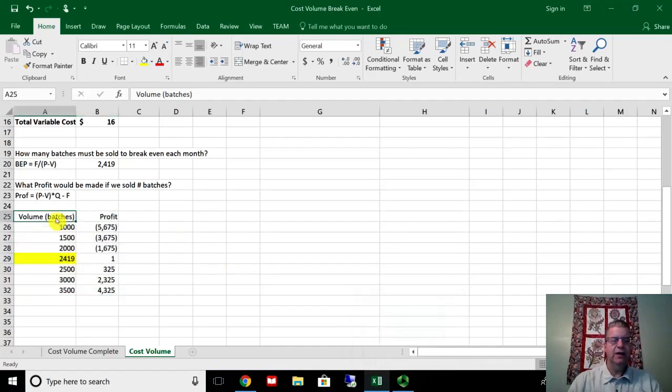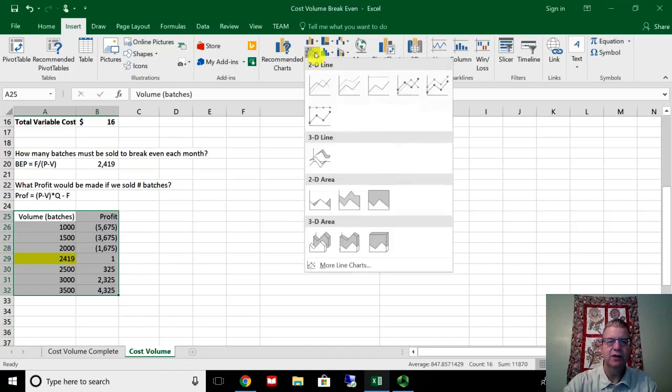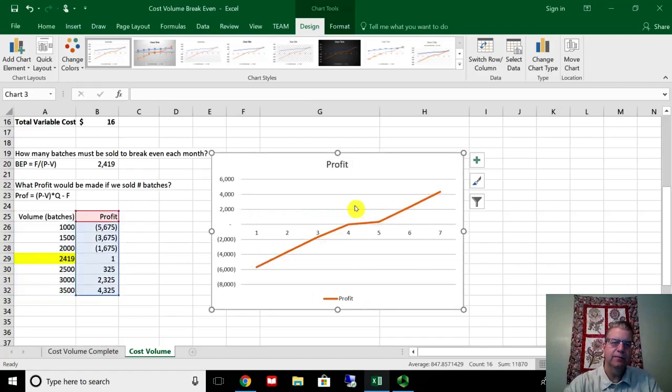Okay, let's see. We've got our data, and it might be nice to see this in terms of a graph. I mean, we can look in this table and see what's going on, but maybe if we graphed it, it might tell us something. So I'm going to go to Insert, and I'm going to choose a line graph up here. And Excel doesn't quite know what's going on. It's trying to graph the volume, so I don't want that blue line. That looks like the profit. Kind of looks like we're moving the right direction.